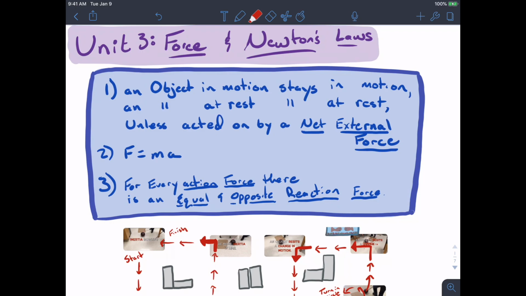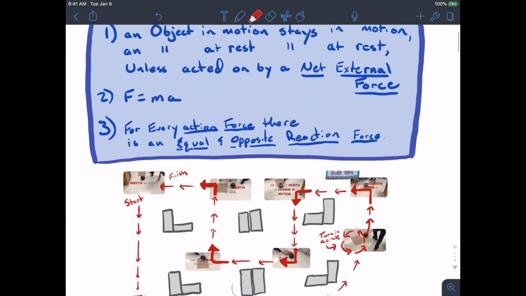This is not meant to be a replacement for being in class and doing your work, but it is just a quick overview. So I will be talking pretty quickly in order to keep the video short. For this unit, we had four objectives, one for each one of Newton's laws, 1, 2, and 3, and then a fourth one for friction. And so we're going to be going through those here today.